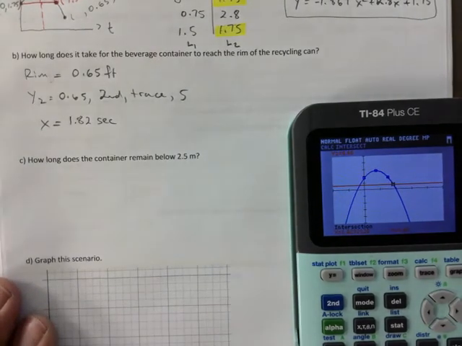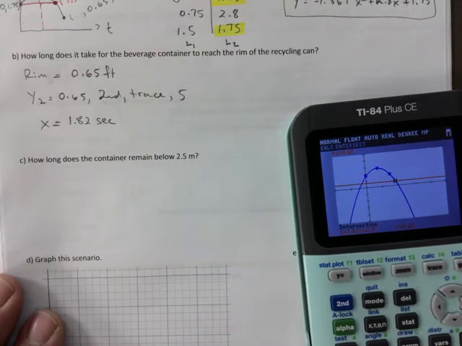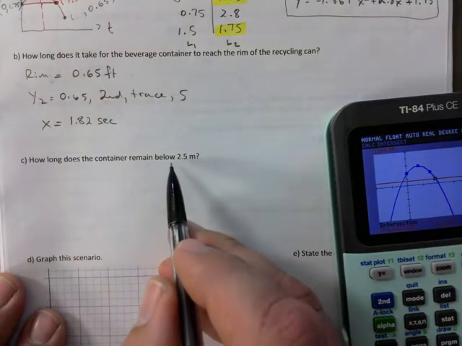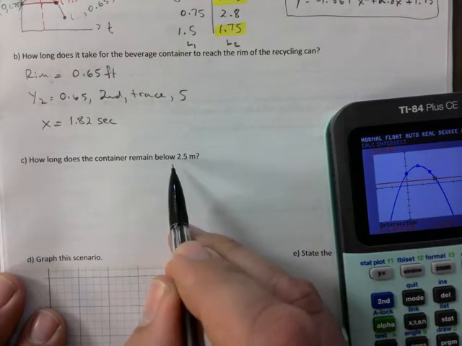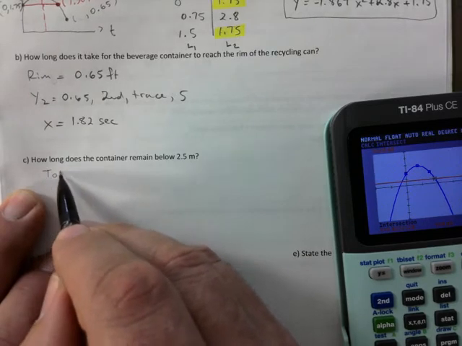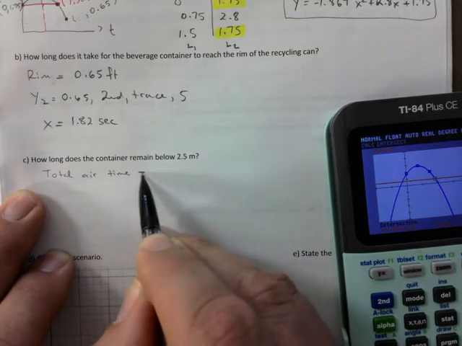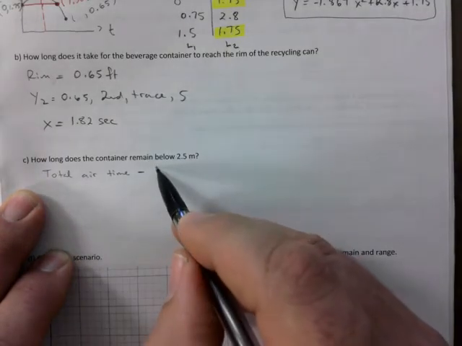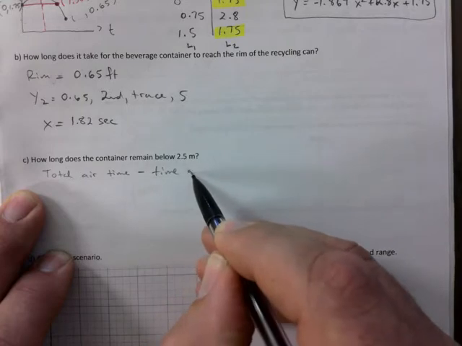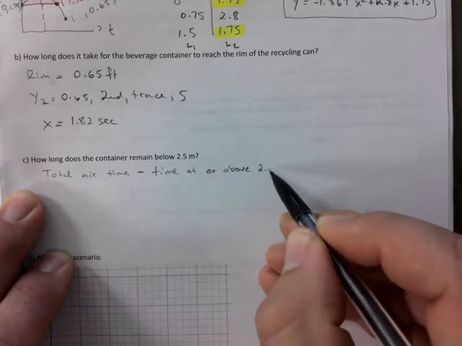How long does the container remain below 2.5 meters? What I'm going to do here is, the wording is key here. What can I say? Below. So I'm going to go total air time, right, minus time at or above 2.5 meters.